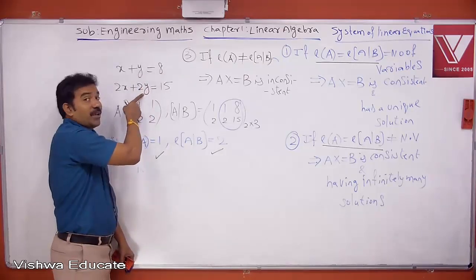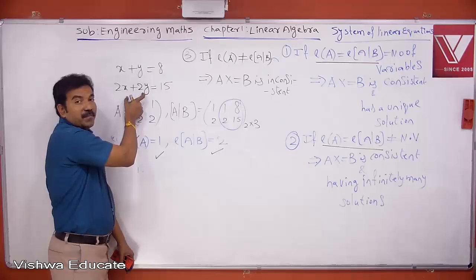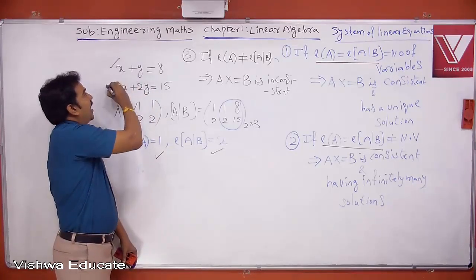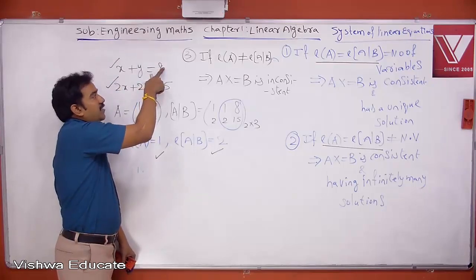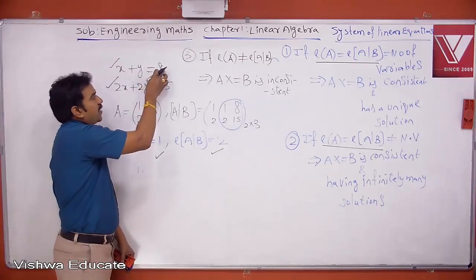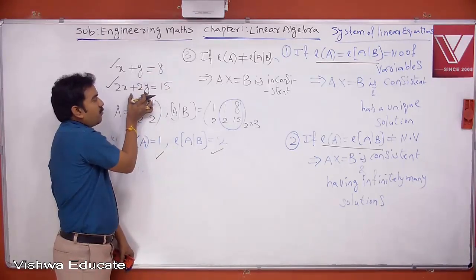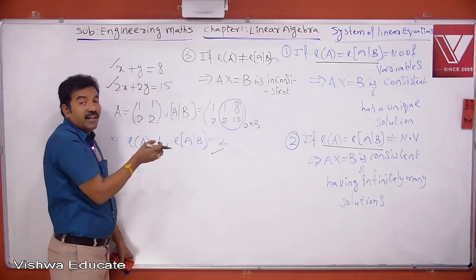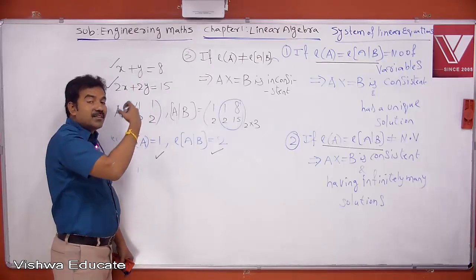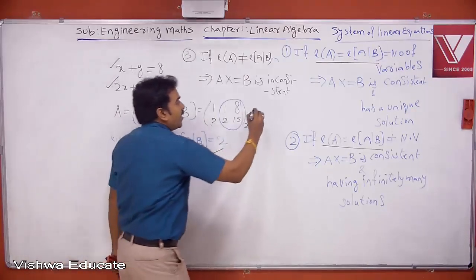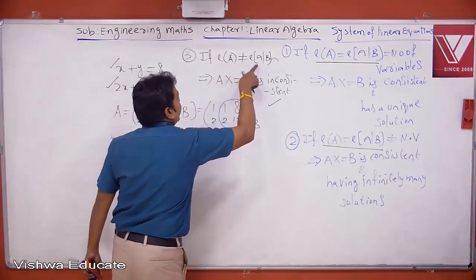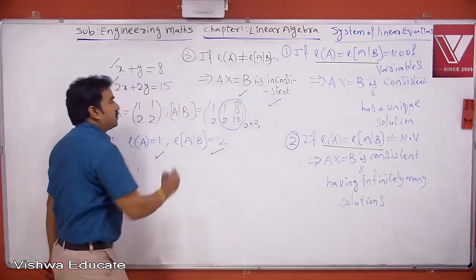See, if x plus y is 8, then 2x plus 2y must be 16, but here it is 15. Just take 2 common, then x plus y becomes 15 by 2, which is 7.5. So on both sides, the left-hand side is x plus y, but the right side is 8 in one case and 7.5 in the other. How can 8 be equal to 7.5? Therefore, these two equations have no solution at all. In our terminology, we call it an inconsistent system. Therefore, whenever rank of A does not match with rank of A slash B, the system is inconsistent.